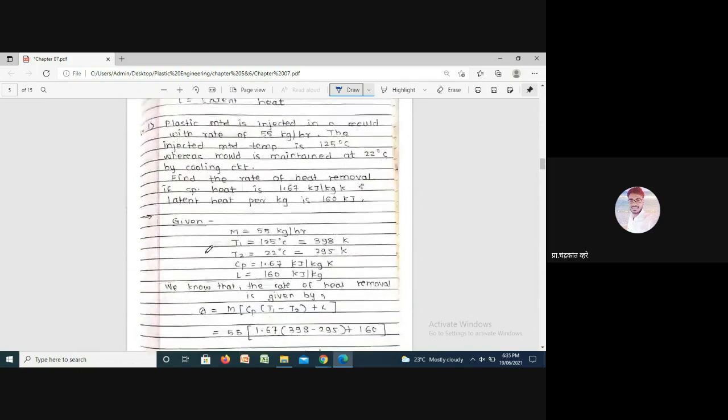Where Cp is specific heat, given in kilojoule per kg Kelvin, M is the mass flow rate, T1 is the injection temperature of the material, T2 is the water supply temperature, and L is the latent heat. Only remember this formula and these units, which are important to calculate the heat dissipation rate. Now we'll go for the problem.